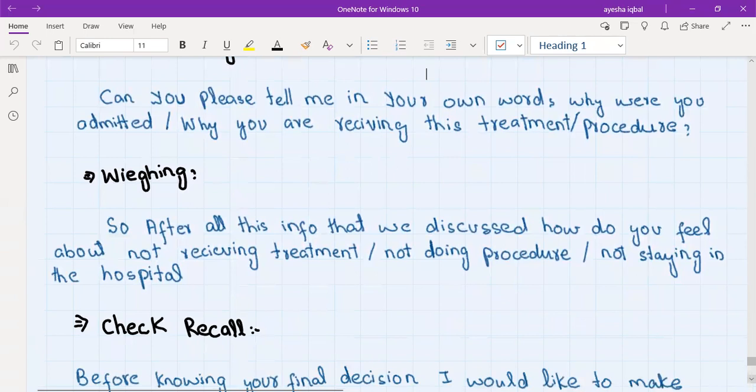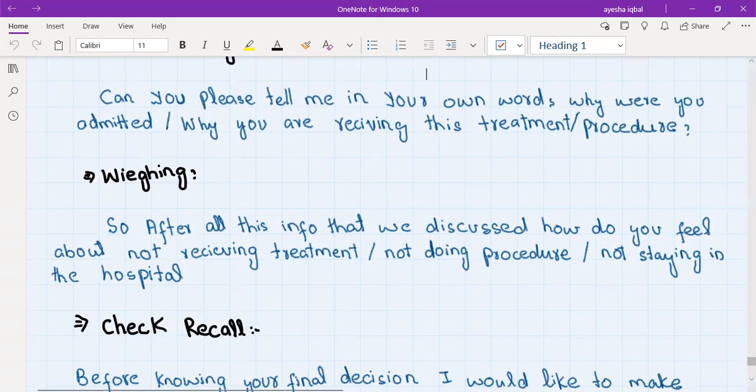Then weighing the information, weighing the risks versus benefits. Remember, you told him what the risks are and what the benefits are. Now you are checking whether he can weigh the pros and the cons that you have already told him. So we'll ask him, after all this information that we discussed, how do you feel about not receiving treatment at this point? How do you feel about not doing this procedure? Or how do you feel about not staying in the hospital?